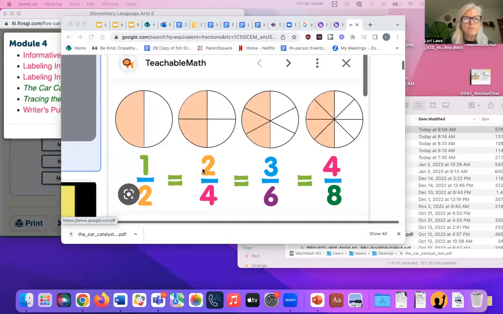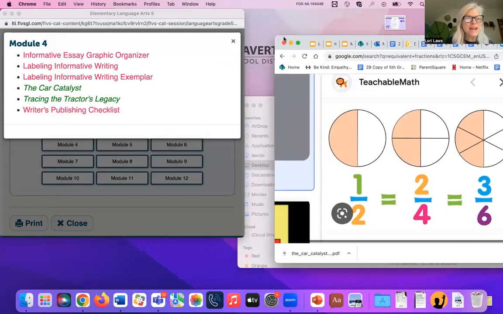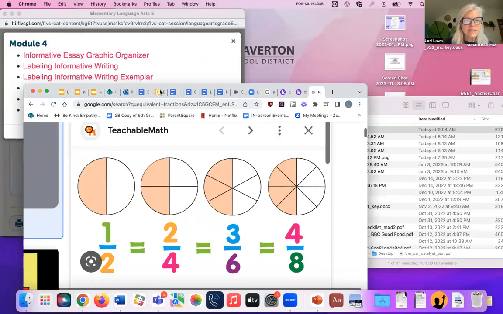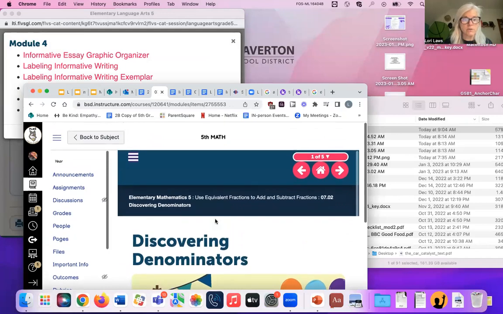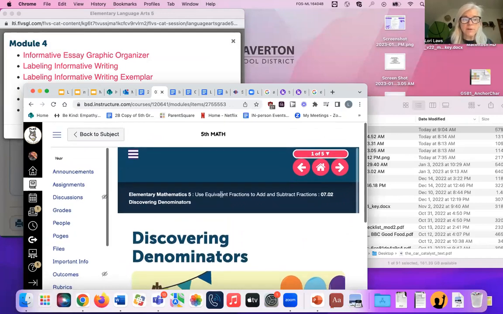Today's lesson is lesson 7.02. I'm going to show it to you. It only has 5 pages. Share the screen. Here we go. Oh, sorry. It has 5 pages and it has to do with equivalent fractions, which is why I just showed you the page that I showed. So here it is. Lesson 5, use equivalent fractions to add and subtract fractions, discovering denominators.